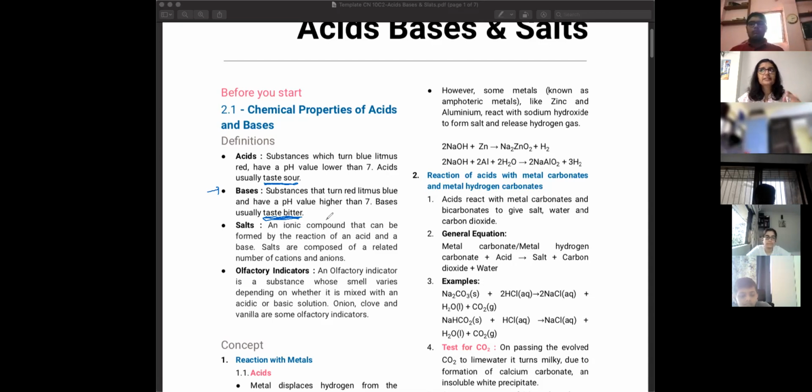But especially things like Eno. If at all you have a chance to take Eno, choose one that doesn't have any flavor. Take the plain, original one, and see what it tastes like. It's not karela kind of bitter, but it's definitely not a good taste. Slightly on the bitter side, ma'am. Okay. So yeah, bases taste bitter.